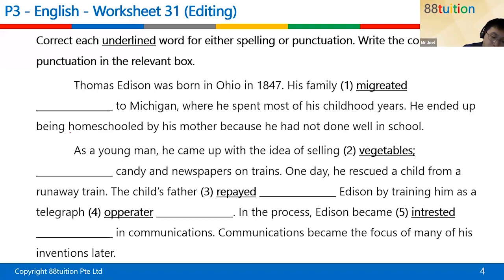Now, I'm not sure whether you all know what homeschooled means, but when someone is homeschooled, they do not go to school. So instead, what happens? Someone, could be the mom, could be the dad, teaches him at home, everything. And they prepare them for the exams, even the major exams like PSLE or O levels, right? They all do it at home. They study at home. Everything is at home. So they don't ever go to school.